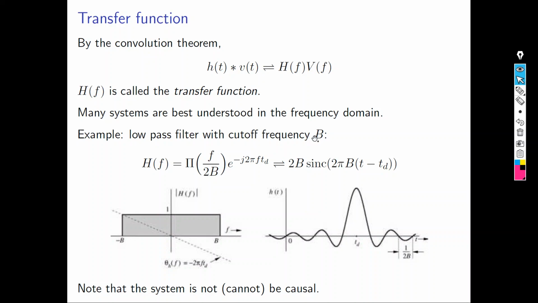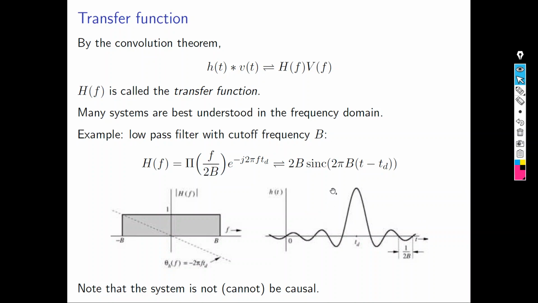Many systems are best understood in the frequency domain. Many systems, when we look at them in the time domain, are so complex that you cannot make sense of them. But when you go to the frequency domain, things become very easy. For example, let's take a low pass filter with cutoff frequency B. This is in the frequency domain. So you understand that this filter allows frequencies below B to pass. Anything after B stops. It's very easy to understand.